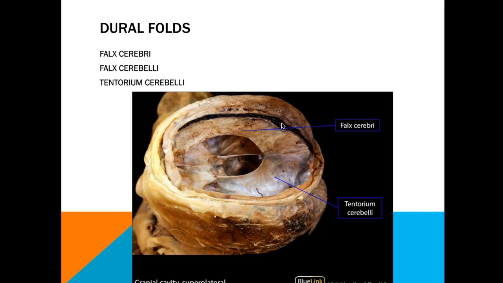Now, your dura mater has two different layers, and in certain areas the two layers are going to fold upon themselves. So one of the areas in which we see this is the falx cerebri, which is pictured over here. This falx cerebri sits within the longitudinal fissure between the right and left hemispheres of the brain, which are not present in this image here. The other dural fold that you can see in this image is called the tentorium cerebelli. So this forms a tent over the cerebellum.